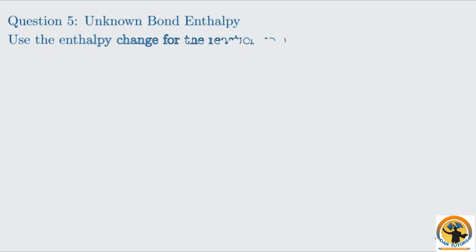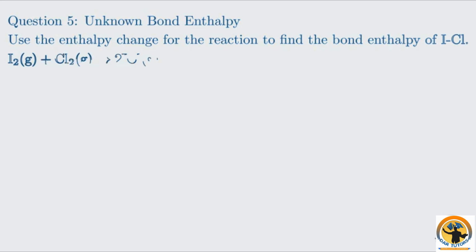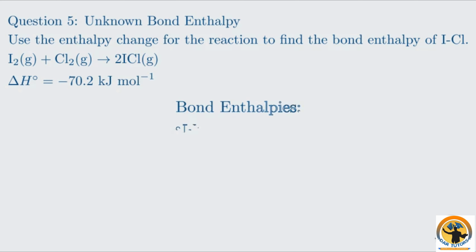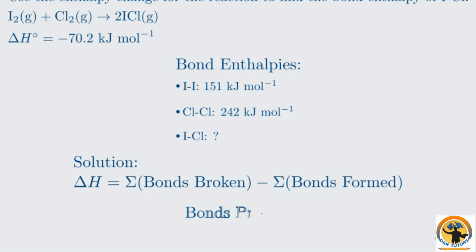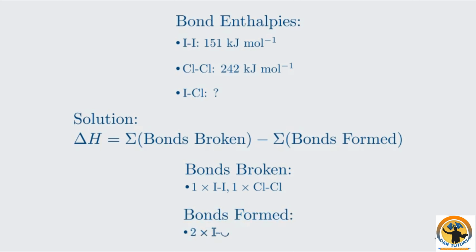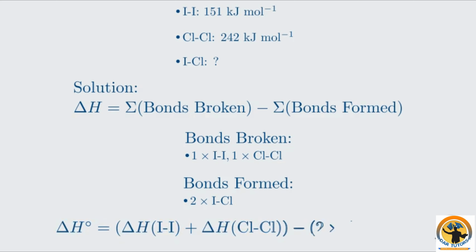We have one final problem, which is an excellent test of your algebraic skills and understanding of the bond enthalpy formula. Question 5 gives us the overall enthalpy change for the reaction of iodine and chlorine to form iodine monochloride. We are given the bond enthalpies for I-I and Cl-Cl, and we need to find the bond enthalpy of the I-Cl bond. As before, we apply our bond enthalpy formula. We break 1 I-I bond and 1 Cl-Cl bond. We form 2 I-Cl bonds. Let's substitute the known values.